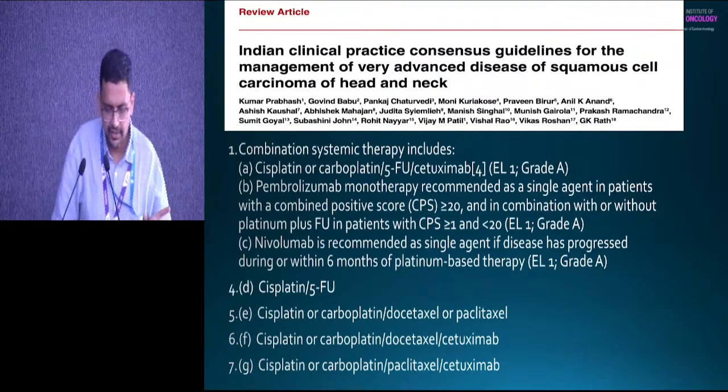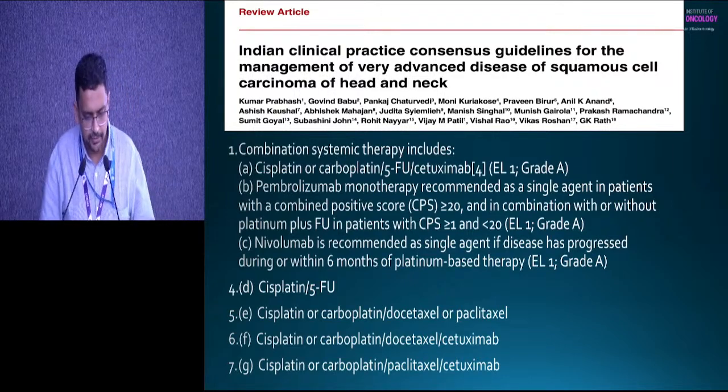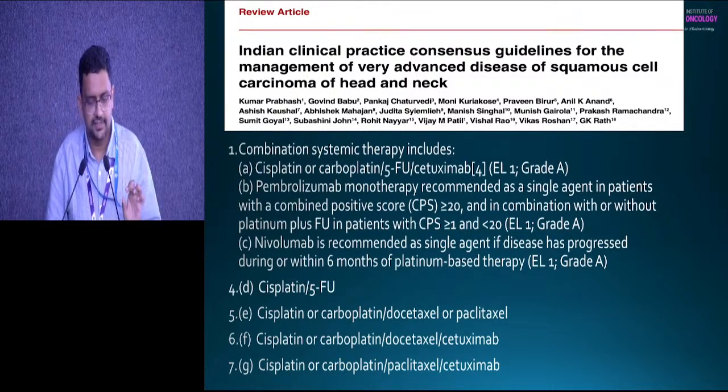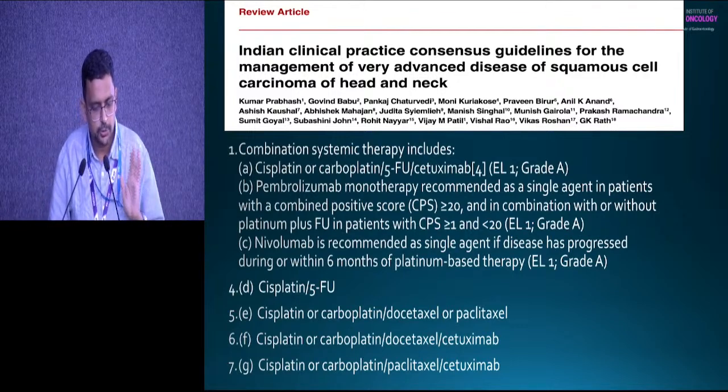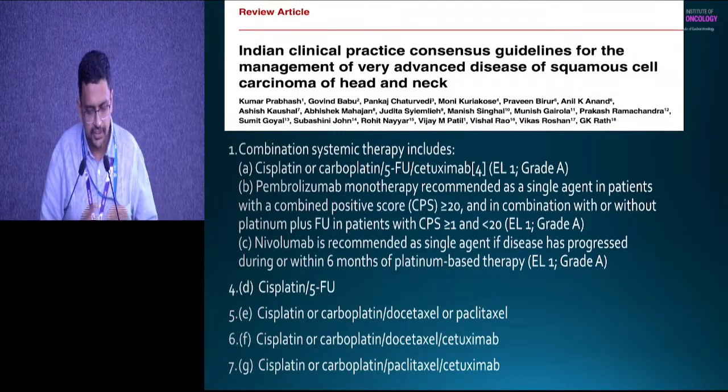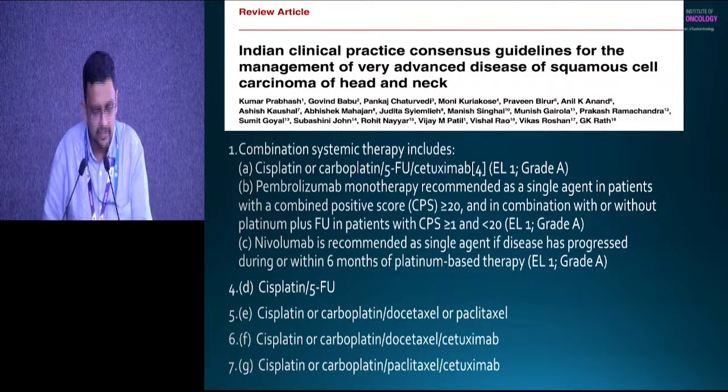And similarly, the Indian consensus guidelines were made by Dr. Kumar Prabhasharan et al. And they again gave a similar thing. Cetuximab still remains one of the options. Monotherapy is recommended only for more than 20. So the Indian guideline is actually a little bit more sensible in my opinion, because they're giving a more rational way of treating as per the trial.